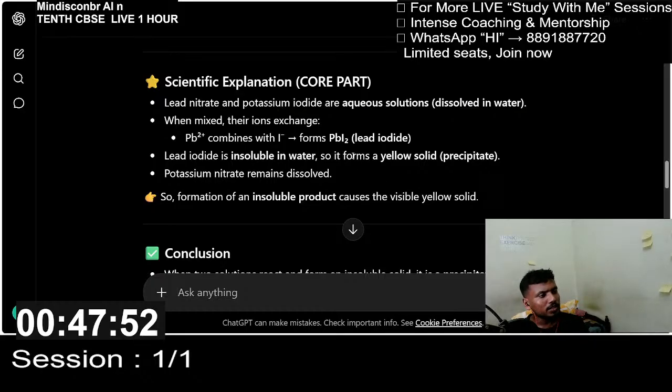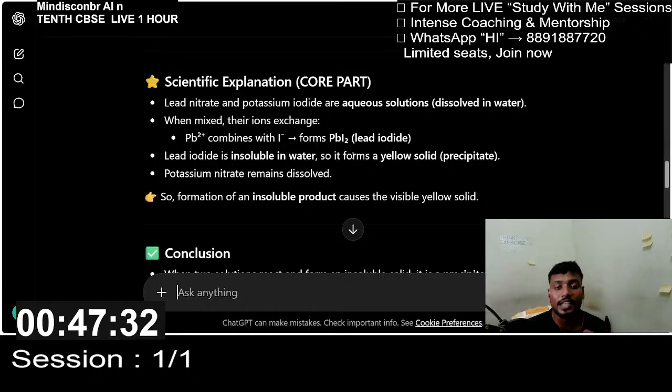When mixed, their ions exchange, that is Pb2+ combines with iodide and forms PbI2. Lead iodide is formed, and this lead iodide is, which is it, solid, liquid or gas? Yes, solid. So it is called a PPT, that is precipitate.